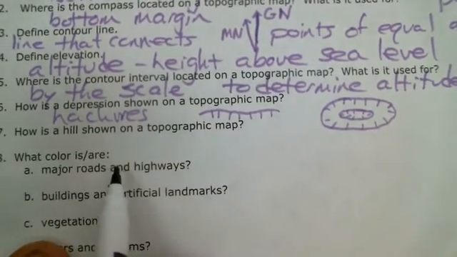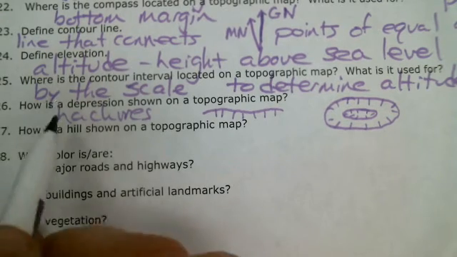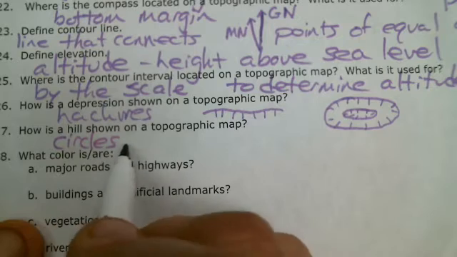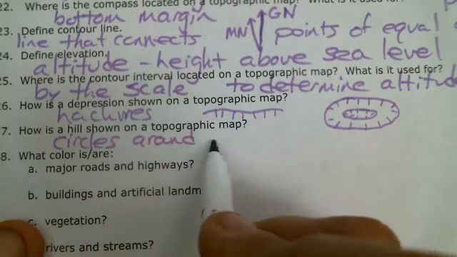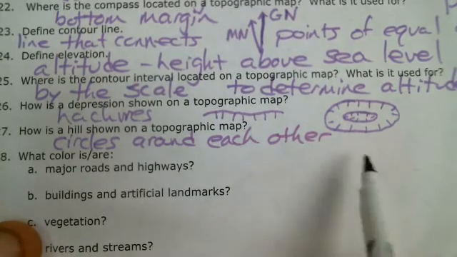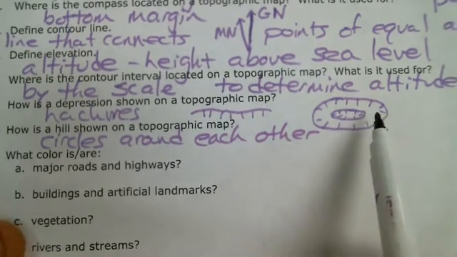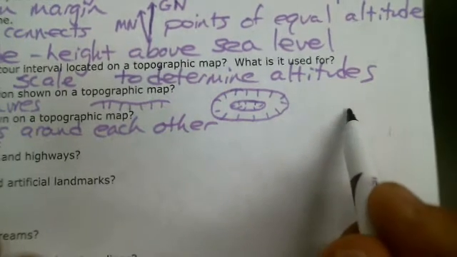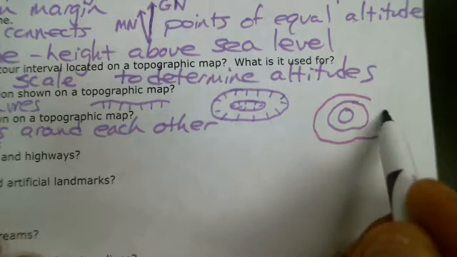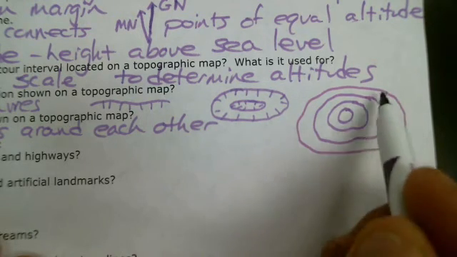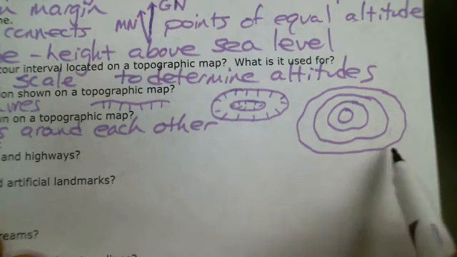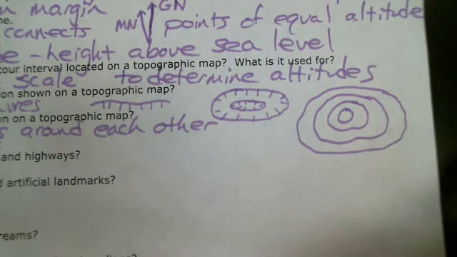Number 27. How is a hill shown on a topographic map? Circles around each other. So here we have a hachure around a hachure. That's a depression. For a hill, we just have plain old circles going around each other. So the smallest circle represents the top of the hill, and the wider ones are the wider bases of the hill.